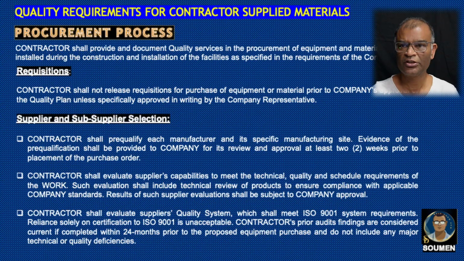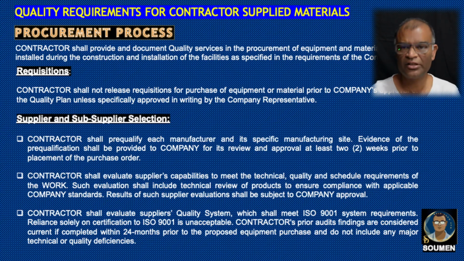Now we will go for the procurement process, emphasizing here the quality and inspection portion basically. Contractor shall provide and document quality services in the procurement of equipment and material to be used or installed during construction and installation of the facilities as specified in the requirement of the contract. So contractor is solely responsible for all the quality of the material during procurement process.